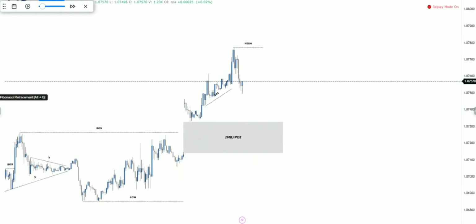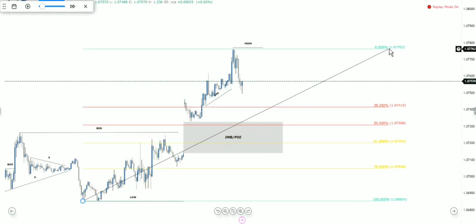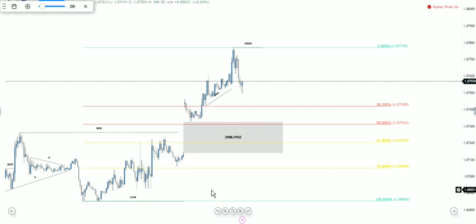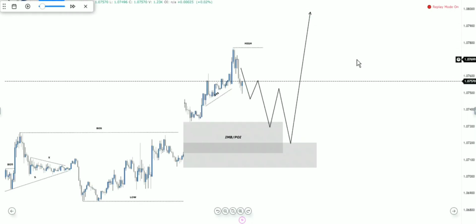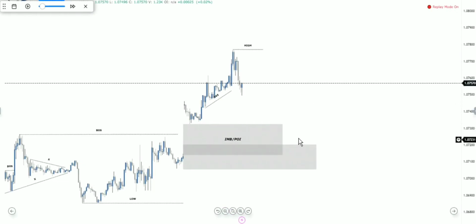And then let me just use the Fibonacci one more time. And then I am going to mark out the entirety of the premium level. Right, so now what we expect is either price comes back, drops into the level and then continues, or drops into the premium level and then a continuation to the upside, depending on which point it decides to move away from.